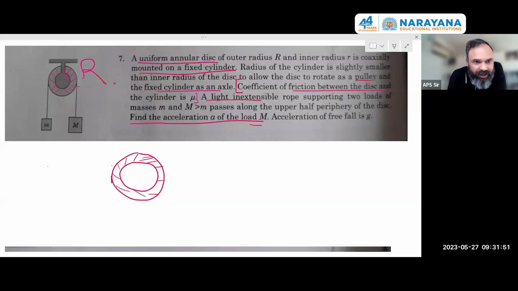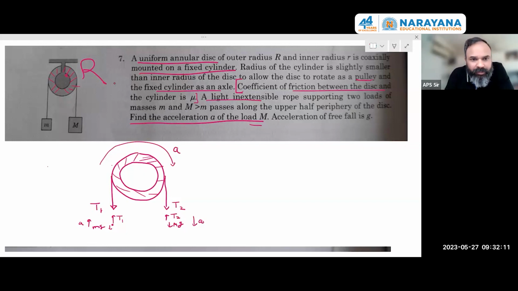So maybe I'll have some tension here. I'll call it T1. I'll have some tension here, it's T2. You understand that on the blocks there are T1, mg, and T2, capital Mg. We all understand that he will go down with a, he will come up with a. This string will start rotating with a. That is fine. Now come to the main concept.